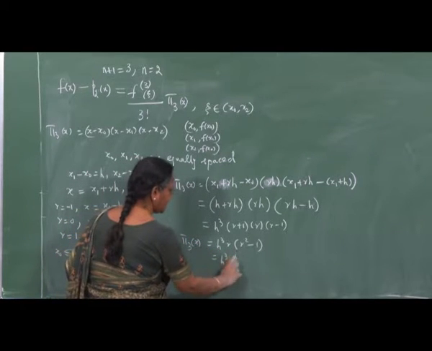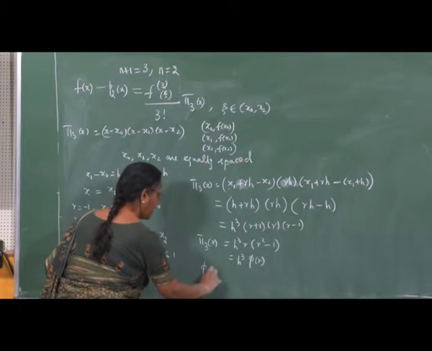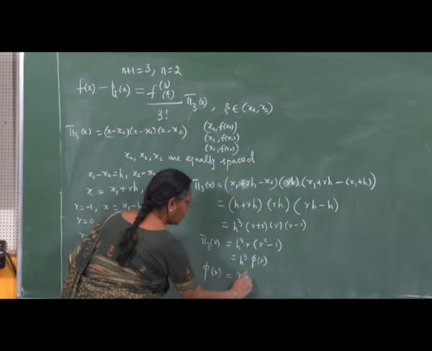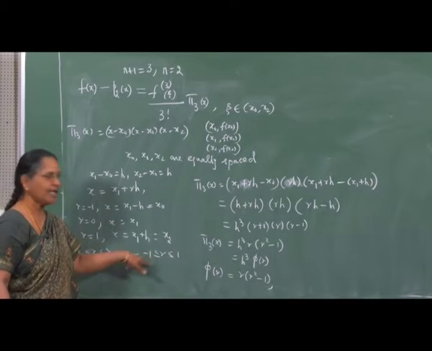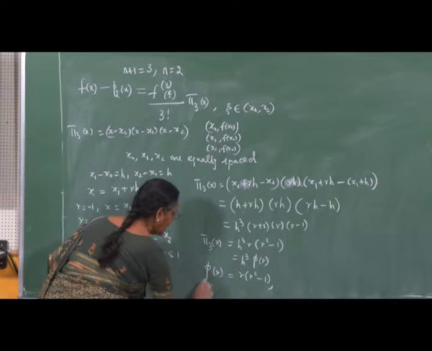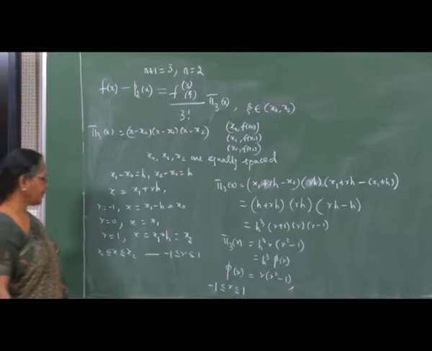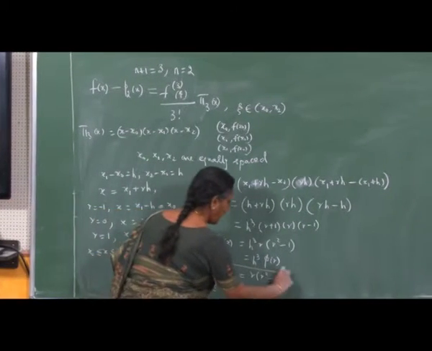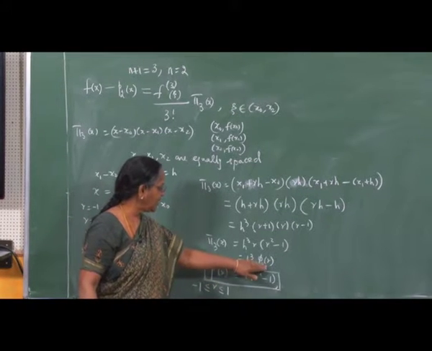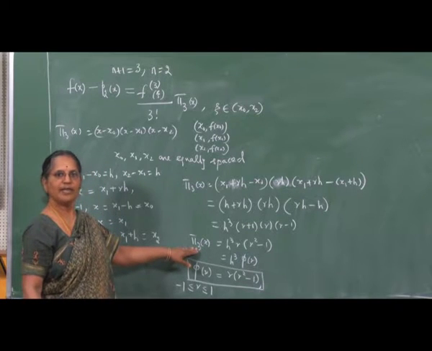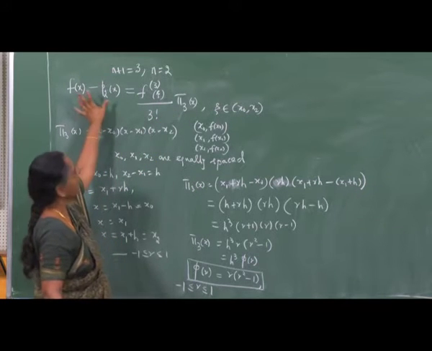So, I shall write this as h cubed into phi of r. What is phi of r? Phi of r is r into r square minus 1, and r runs between minus 1 and plus 1. So, r is such that it ranges between minus 1 and plus 1. So, now let us look at the properties of phi of r. When we know the properties of phi of r, from here we can get some information about pi 3 of x, and that will help us in finding the error bound.